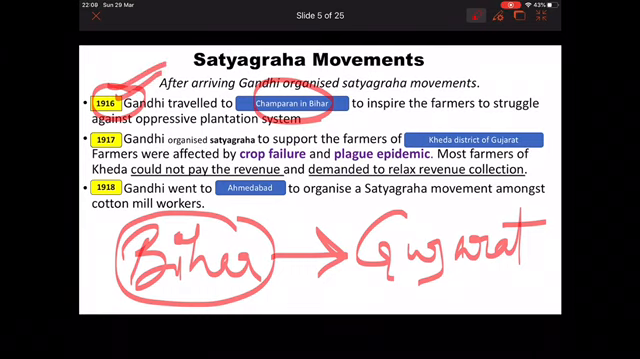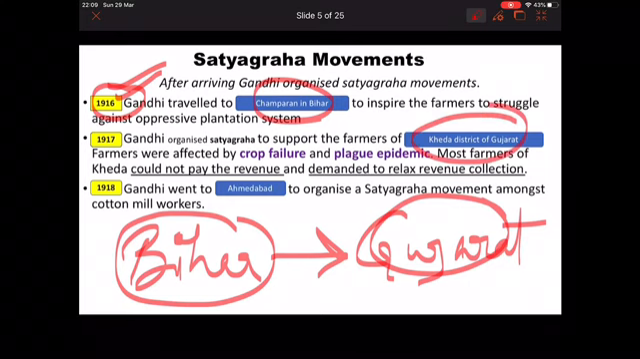Second, I told you Gandhi went to Gujarat, his own state. So the next year, which is 1917, Gandhi organized Satyagraha to support the farmers of Kheda district of Gujarat. What happened here? Here the farmers were not having a problem with the plantation system. The farmers were actually affected by crop failure and again a plague epidemic. So if farmers cannot grow crops, how will they pay tax? Naturally they could not pay the revenue, and Gandhi came to their help and pleaded to the officials to relax the revenue collection so that a little amount of tax can be collected from the farmers.